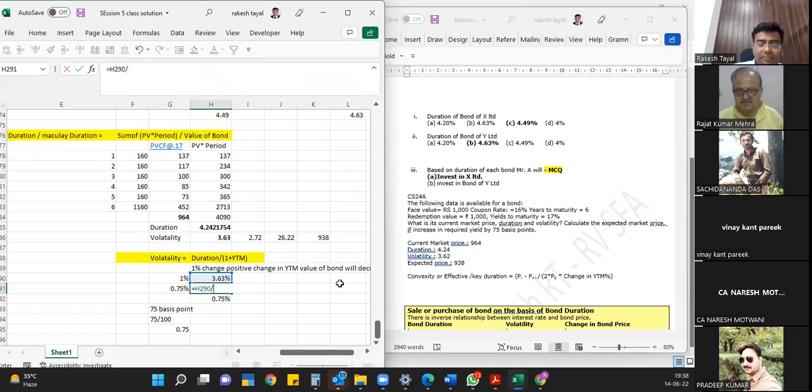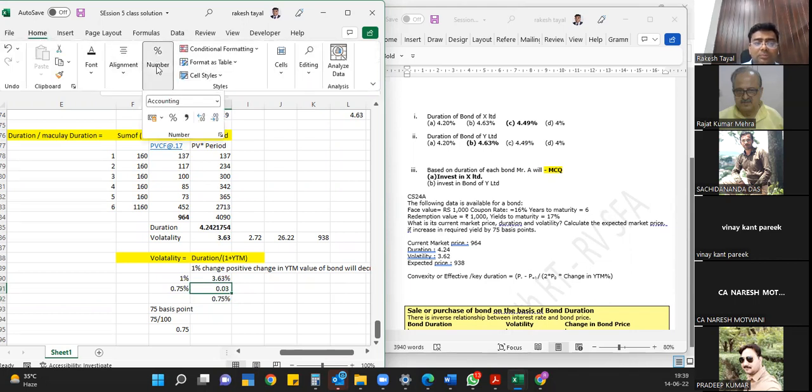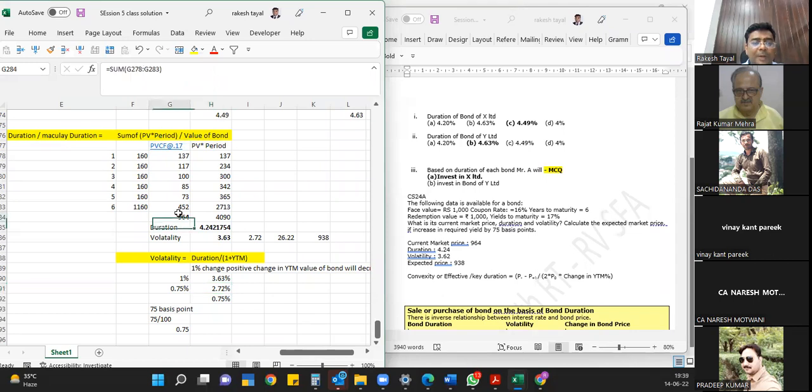Is this clear? कि 2.72% जो आया. Yes, sir. तो सिंपल है. इसके बाद कि नाउ देयर इज ए इंक्रीज, तो प्राइस विल डिक्रीज. सो 0.75% अगर YTM इंक्रीज होती है तो प्राइस विल डिक्रीज बाय 26 रुपीज. एंड द न्यू प्राइस विल बी 938. क्लियर?